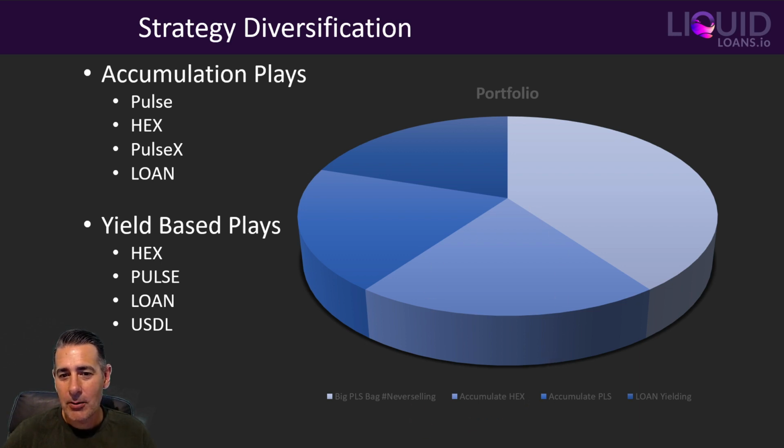We might have part of our portfolio as an accumulate HEX strategy. So the goal for us is to use Liquid Loans to help us acquire more HEX. An accumulate Pulse strategy, that's very much what the Haunted strategy is. And part of it might be loan yielding, so using the loan token for some yielding opportunities. So based on these two types of plays, an accumulation play or a yield-based play, you can set up a diversified portfolio that is doing numerous different things.